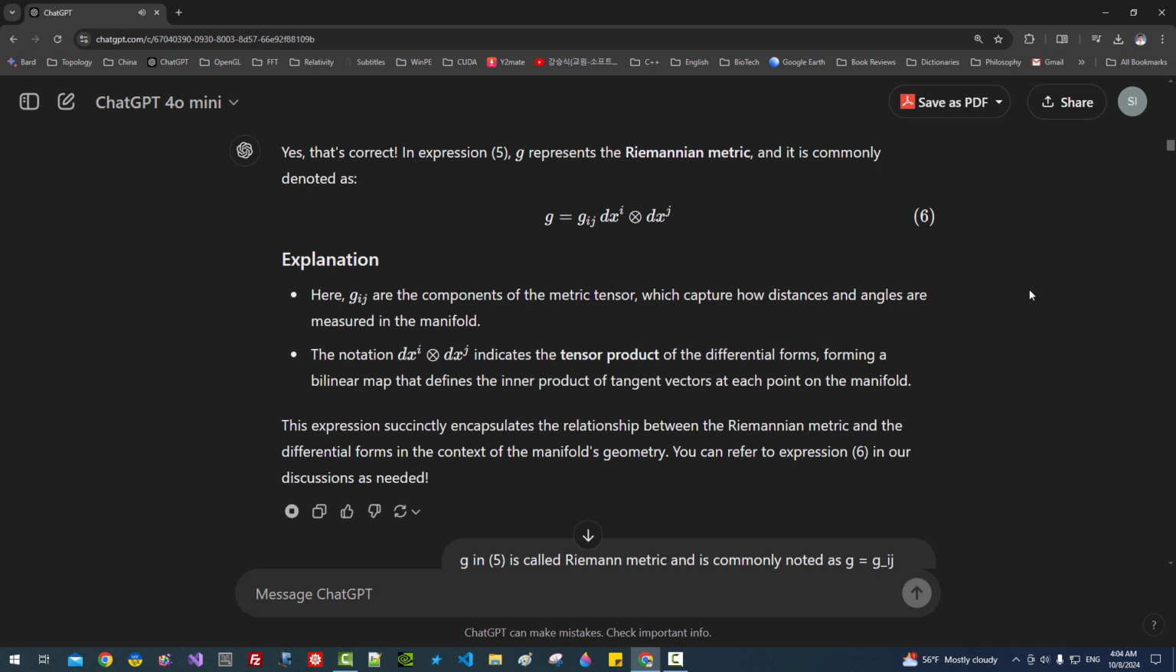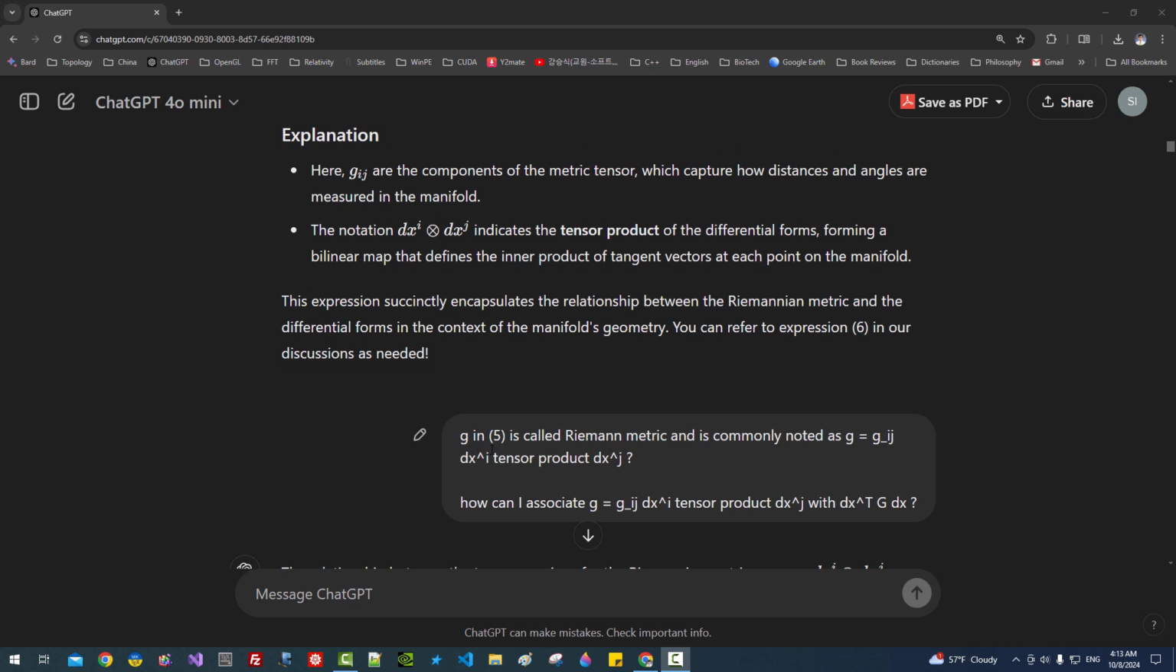Explanation. Here, g_ij are the components of the metric tensor, which capture how distances and angles are measured in the manifold. The notation dx^i ⊗ dx^j indicates the tensor product of the differential forms, forming a bilinear map that defines the inner product of tangent vectors at each point on the manifold. This expression succinctly encapsulates the relationship between the Riemannian metric and the differential forms in the context of the manifold's geometry. You can refer to expression 6 in our discussions as needed.